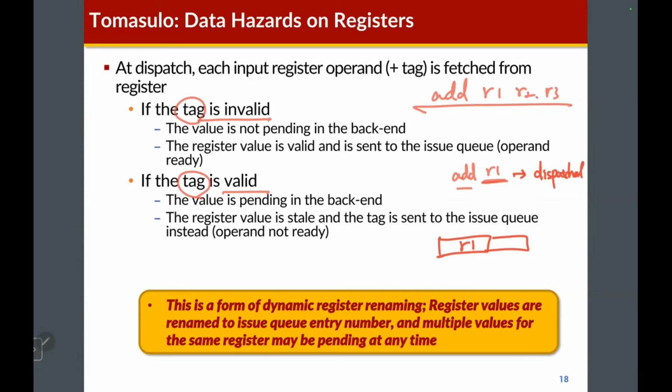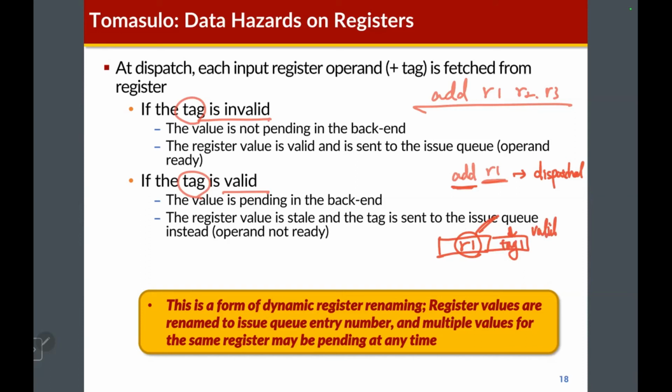And R1 should be updated by this instruction, and this update is not completed. So we just assign a tag, tag number 1. When the tag is assigned, this tag is valid, which means that R1 does not have any valid data.